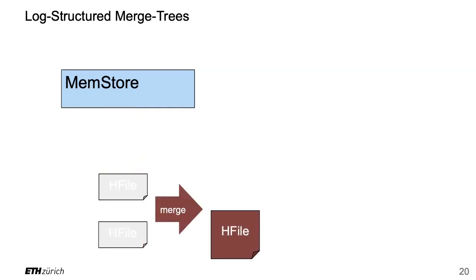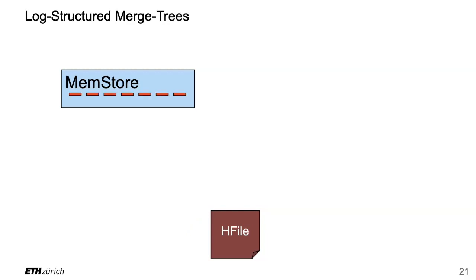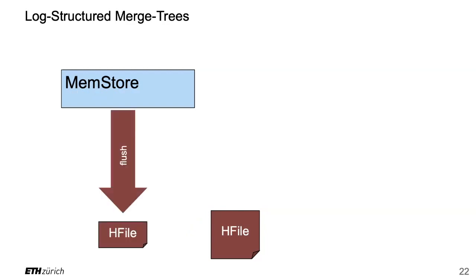What do? What is the name? We merge them, and what is the name of the merge operation? Compaction, exactly. We compact them and get an H file that is twice as big. This is tile 2 of the game 2048. Now we continue. The memory is full again. We flush, get a new H file. Now that's a tile 1.